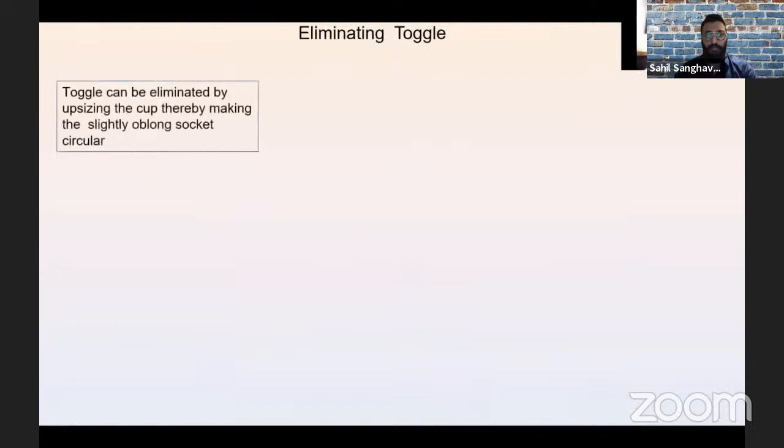Eliminating toggle is usually done by upsizing the cup. Now, as I told you, most sockets are slightly oblong, not perfectly circular. Therefore, when you put a circular socket inside, you've got an AP capture, but there is still some space along the oblong axis, and therefore there will be some toggle. So how do we eliminate this toggle? Usually in primary situations, you just upsize the cup by 2-3 millimeters, and then we've got third point fixation, and therefore there's no toggle. This is what we do in primary. Although we do this, most people do not recognize it and they just blindly put cups. But only when you start recognizing this, you start applying these principles in practice.